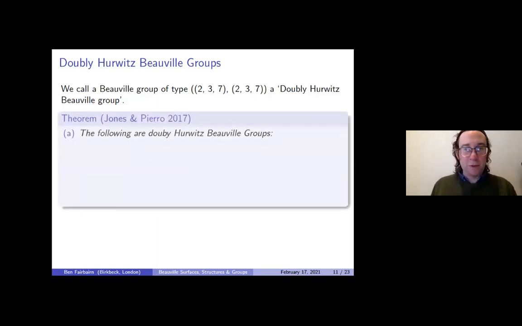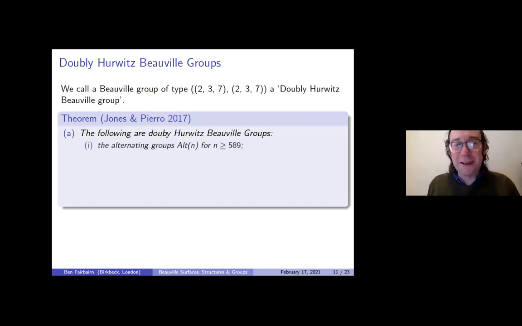The first people who really addressed Zvonkin's question with any sort of seriousness were Emeritus Professor Gareth Jones at the University of Southampton and the aforementioned Emilio Pierro, who back in 2017 thought about this and managed to prove the following. Without going into too much detail, when thinking about Hurwitz groups, it's natural to focus on simple groups that are Hurwitz. In particular, it is an ongoing big problem to classify the finite simple Hurwitz groups. So this theorem has a bunch of groups in it that are just special cases of finite simple groups.